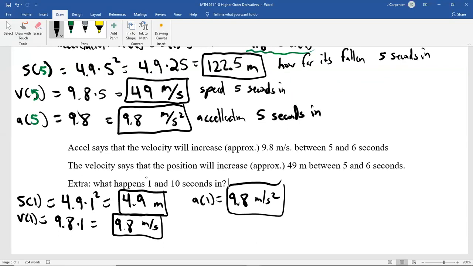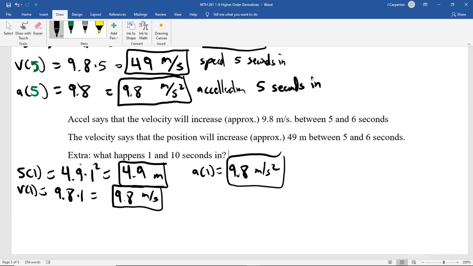It's the fact that the acceleration is a positive number, which makes the velocity pick up steam, which makes the position pick up steam and pick up steam and pick up steam. So it's got a kind of a slow start. But then after 5 seconds, now instead of falling half a meter, in those next 4 seconds, we fell another 117 meters.